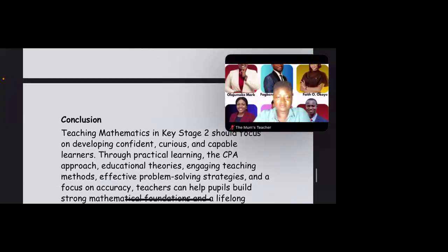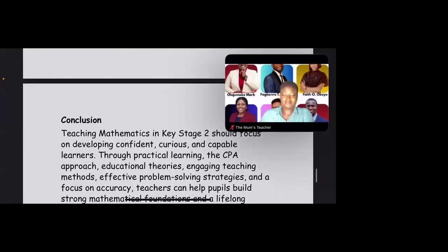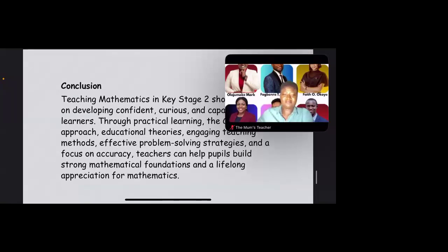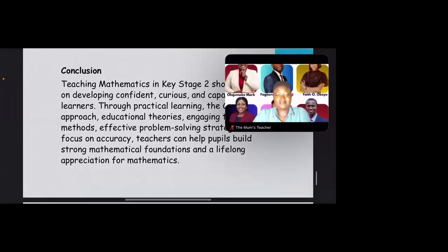All right, that brings us to the end of our class this evening. Our conclusion: teaching mathematics in Key Stage 2 should focus on developing confident, curious, and capable learners through practical learning. The CPA approach, that is concrete, pictorial, and abstract approach. Through practical learning, the CPA approach, educational theories, engaging teaching methods, effective problem-solving strategies, and a focus on accuracy, teachers can help pupils to build strong mathematical foundations and a lifelong appreciation for mathematics.